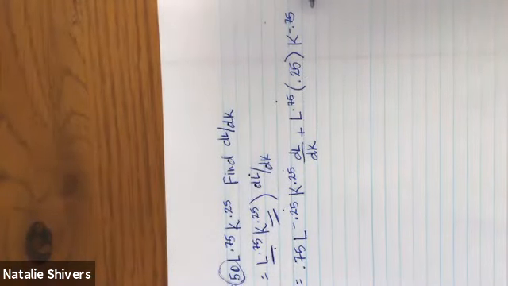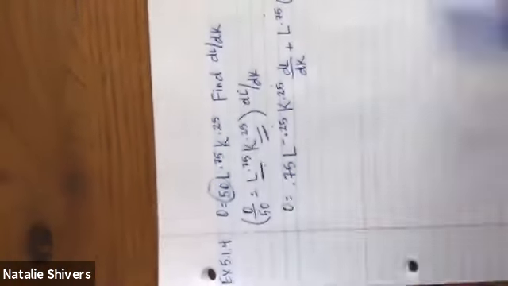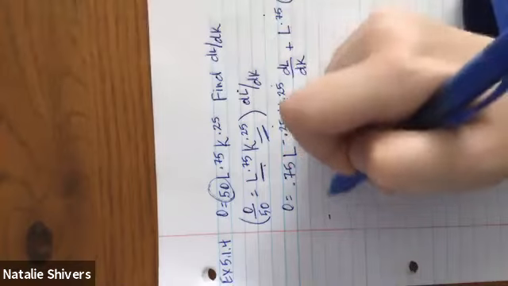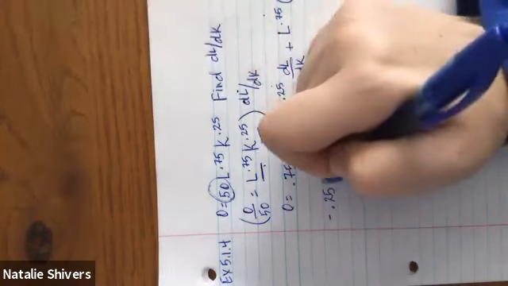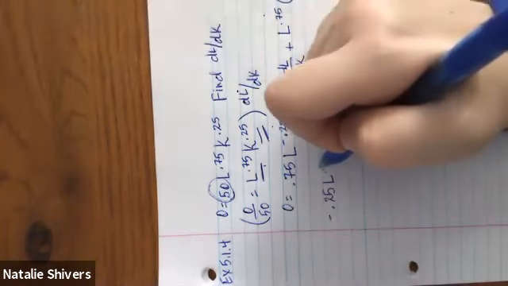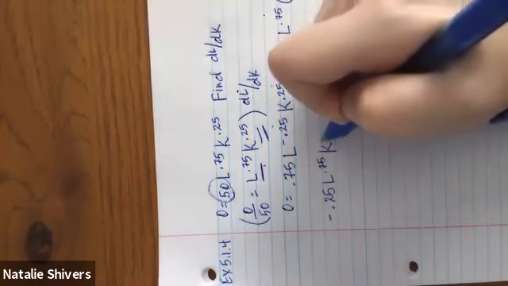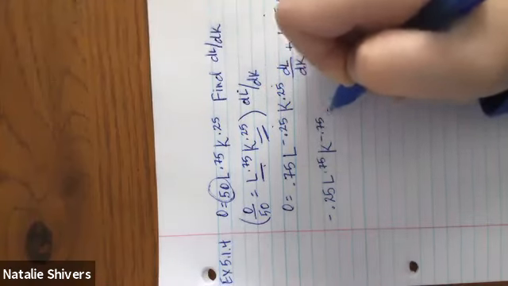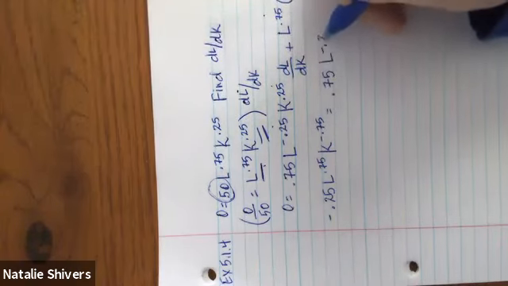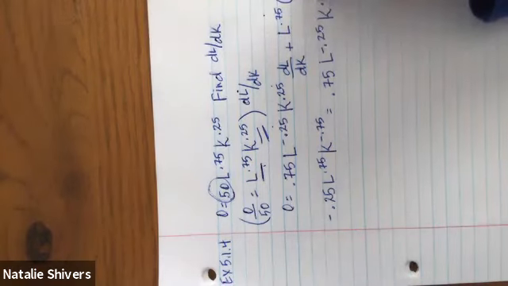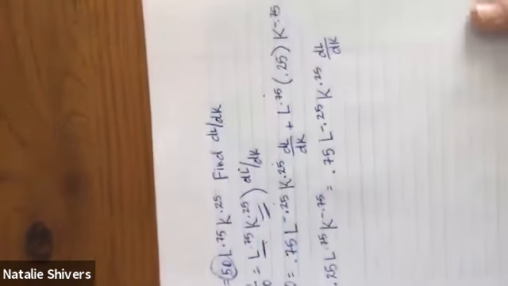Just make sure you put it on the right one. So we're going to move the one without dL/dK to the left side. So I'm going to subtract the second term, and I'm going to get a negative. And I like to, at this point, move the constant to the front: negative 0.25 L to the 0.75, K to the negative 0.75 equals, I'm going to leave the other term alone, 0.75 L to the negative 0.25, K to the 0.25, dL over dK. Sorry about that.